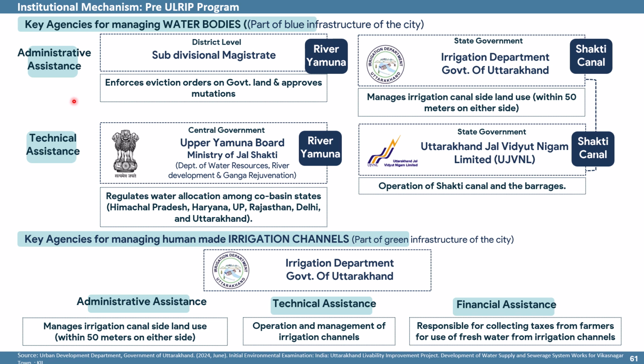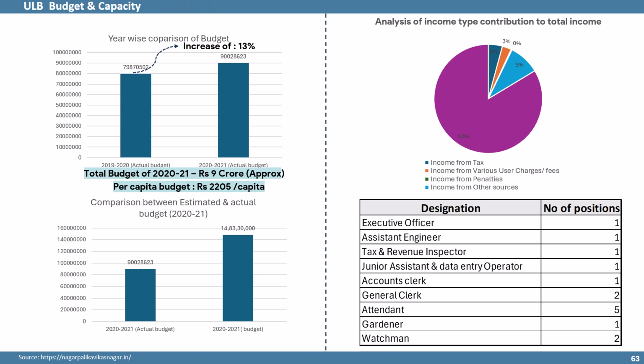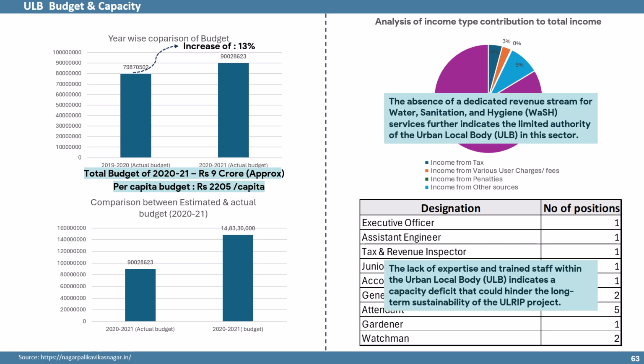Also, there are various other agencies that govern the blue-green infrastructure of the city and play a major role in maintaining the WASH services in the city, as already seen in the above slide. But currently, they are all being excluded from this program, and also the inherent limitations of the ULB's budget and expertise highlight a potential inefficiency in its capacity to effectively absorb and manage development projects of this scale.